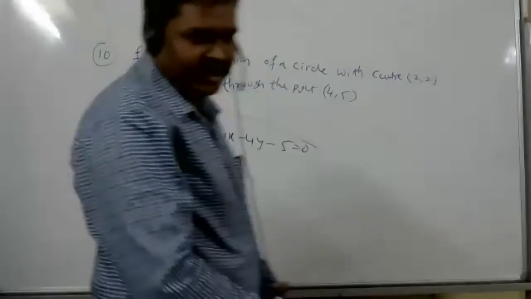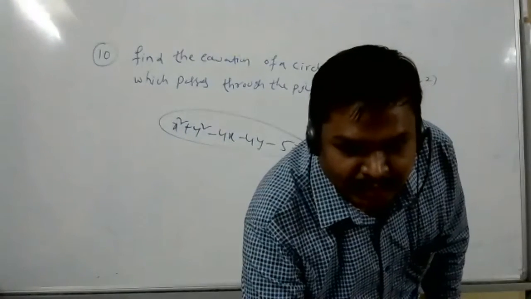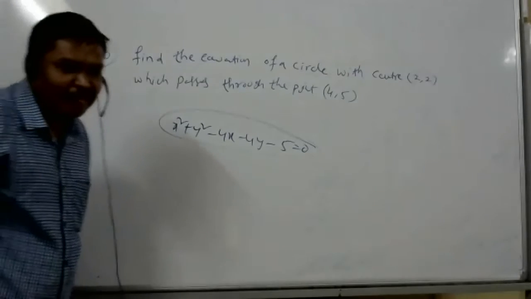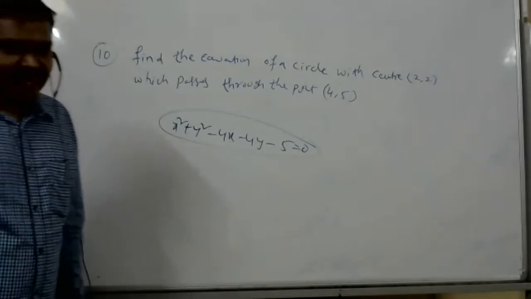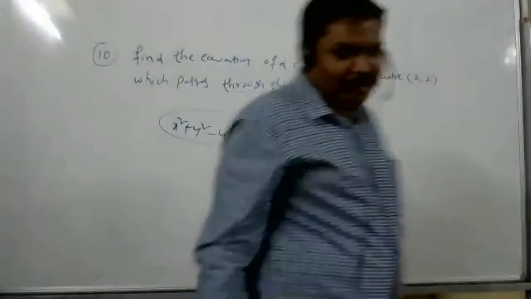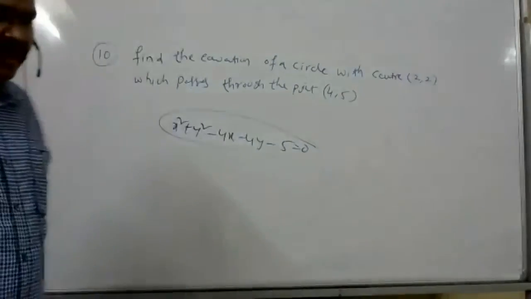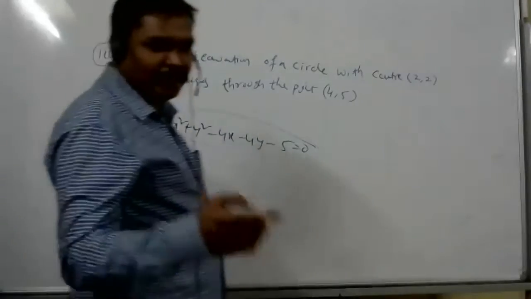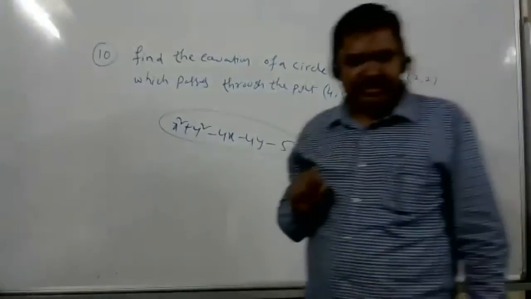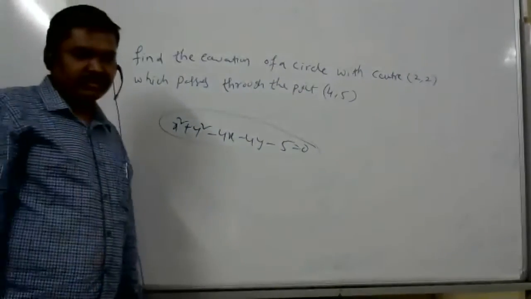Very big chapter in competitive level. Circles, a very big chapter in competitive level. Circles, parabola, ellipse, hyperbola. These 4 chapters are the most important chapters. 2 questions are coming.